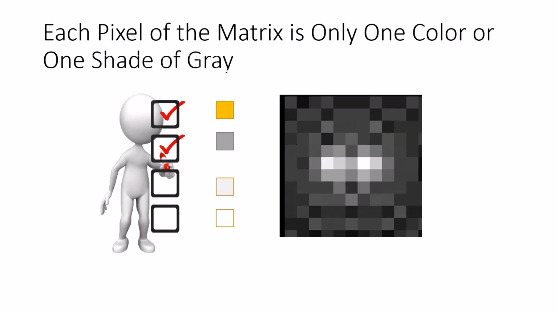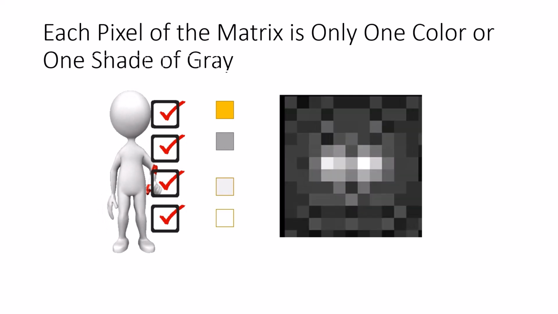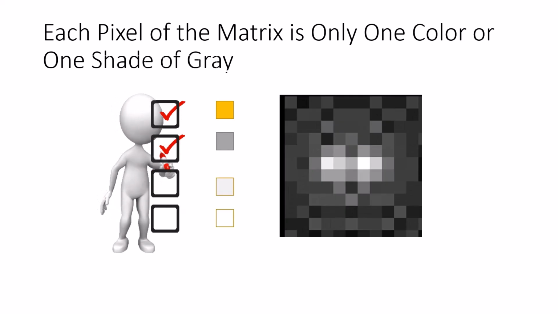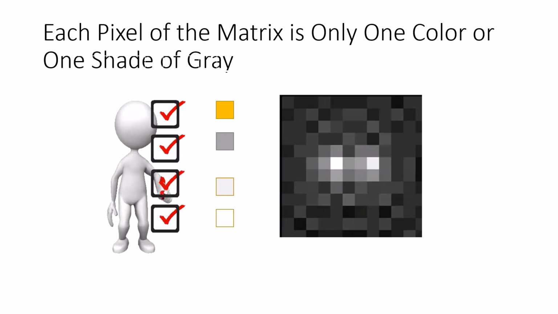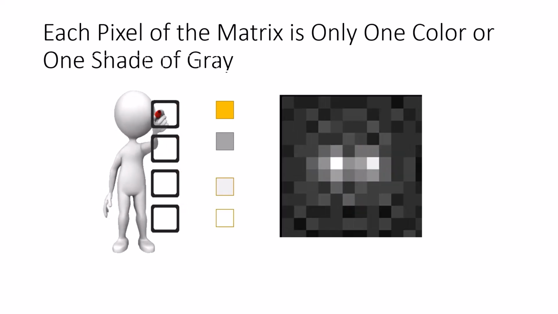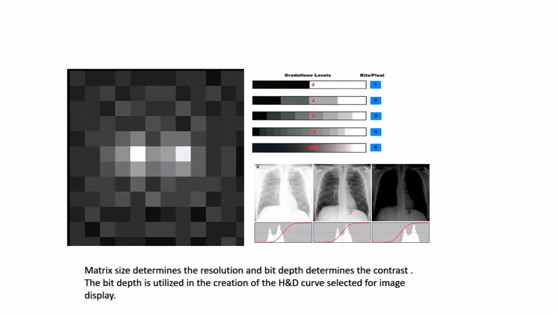Remember, each pixel of the matrix has only one color or one shade of gray. If we have to adjust that, it is an incorrect exposure. You may be able to see quantum mottle if you're underexposed. If you're overexposed by 300% or more, you may not be able to get the equalization done by the computer, and you'll notice a lack of detail in the darker areas of your image.